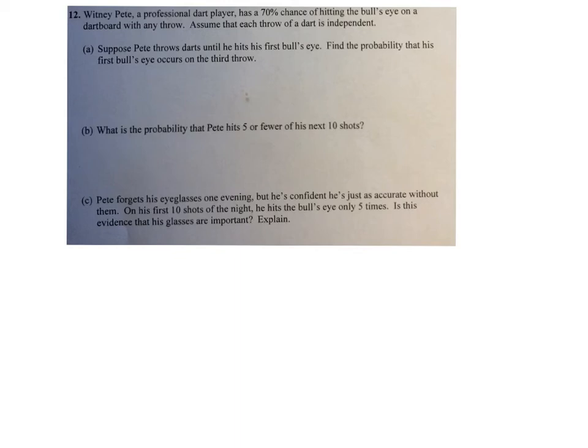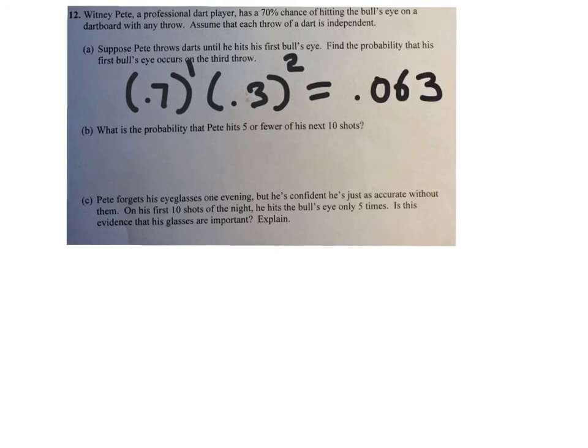Pete throws a dart, his first bullseye. Find the probability that his first bullseye occurs on his third throw. Now that is a geometric probability. So I just write this out like this. We've got 0.7 is the fact that he hits the bullseye, and 0.3 is the fact that he misses the bullseye. So he missed the bullseye twice, hit the bullseye once, multiply that out, and you get your answer. So there you go. It's about a 6% chance that might happen. Not very likely, but not out of the question either.